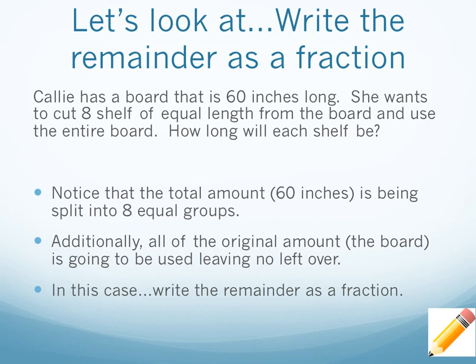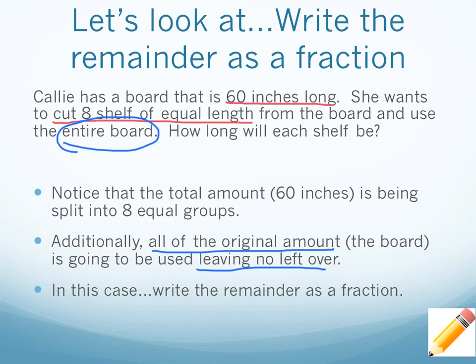In this problem, I have a total amount of 60 inches. And I see that they're going to cut it into 8 equal lengths. Additionally, they're going to use the entire board, leaving no leftovers. Because the total group is being split into 8 equal groups, and all of the original amount is going to be used with no leftovers, I'm going to write this remainder as a fraction. Let's solve this problem and see how we would write a remainder as a fraction.